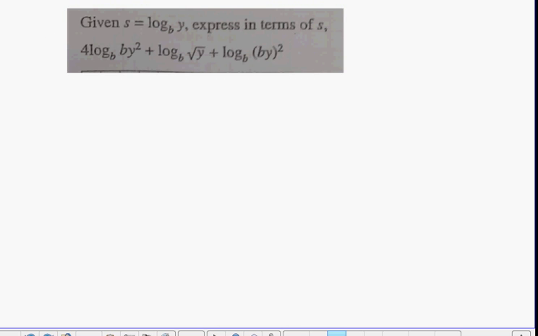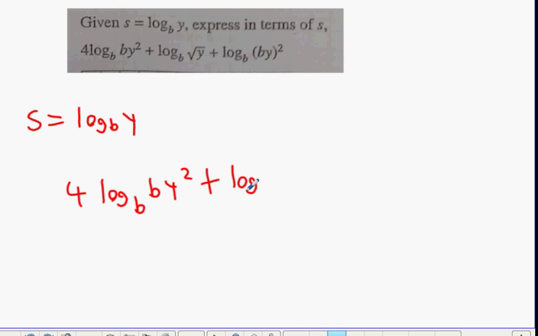Okay, so S is equal to log base b of y, expressed in terms of x. 4 log b y squared minus log b root y plus log b y squared. Alright. Now, I'm going to start off with something here. I'm going to ask you, am I allowed or am I not allowed? So the first thing, can anybody tell me what could I change this to?